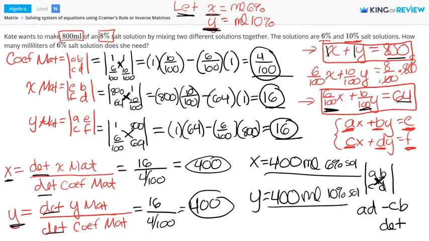The question asked, how many milliliters of 6% salt solution does she need? So the 6%, that was represented here with x. So she needs 400 milliliters of the 6% salt solution. And that's your final answer.